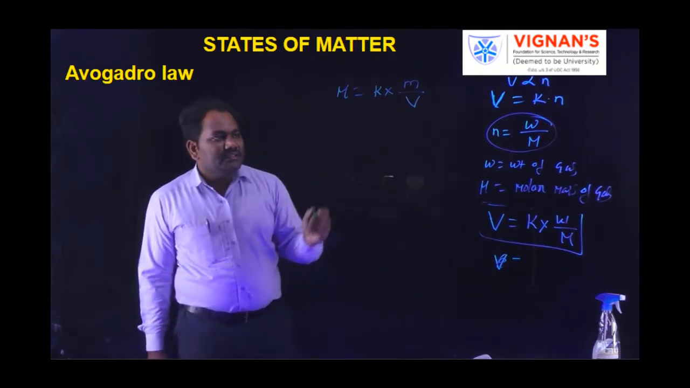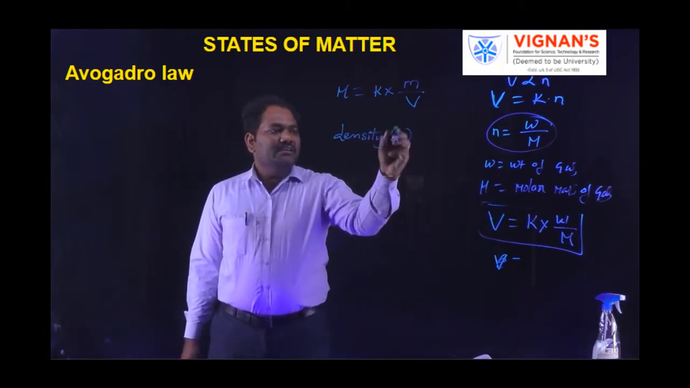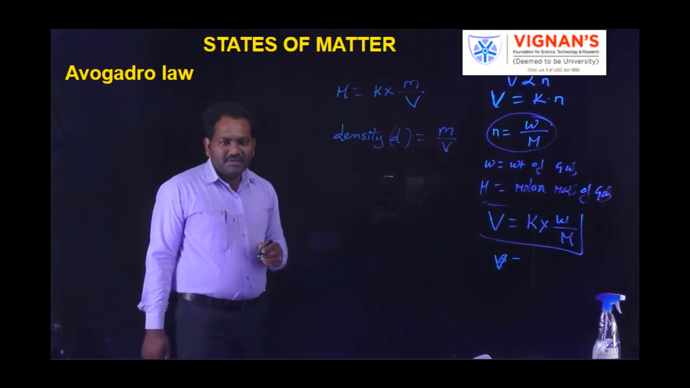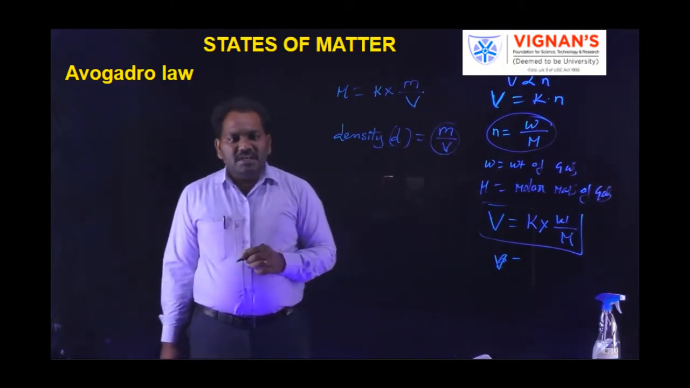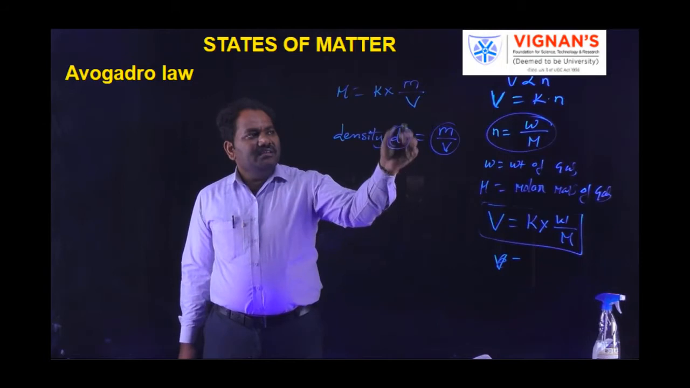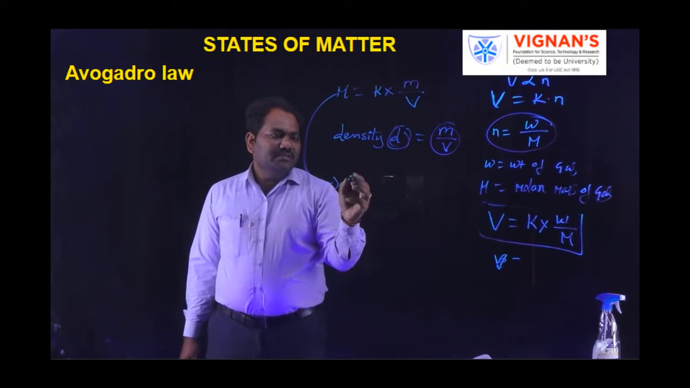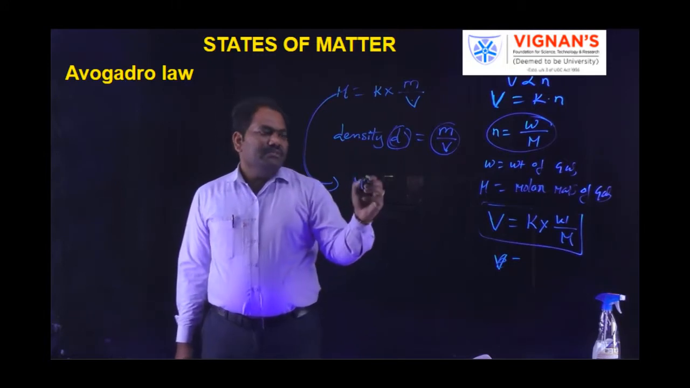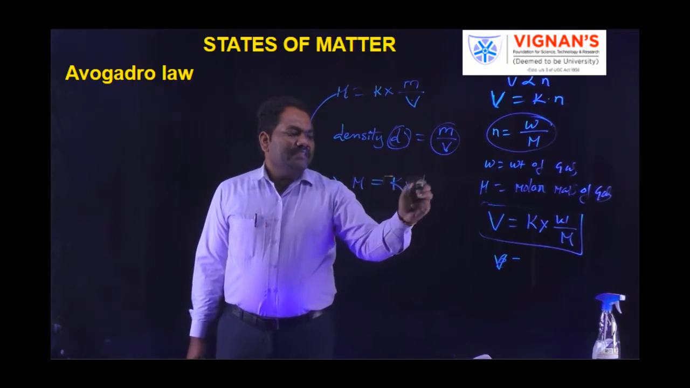But we know that density D is equal to mass by volume. If we introduce this density term, instead of mass by volume, we can use density in this equation. Then the equation becomes: molar mass M is equal to K into density.